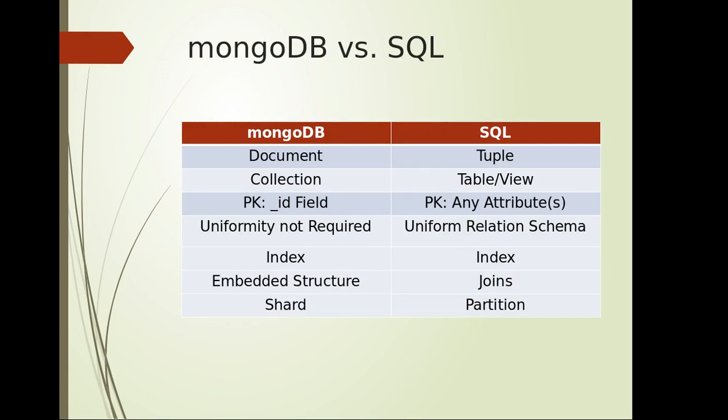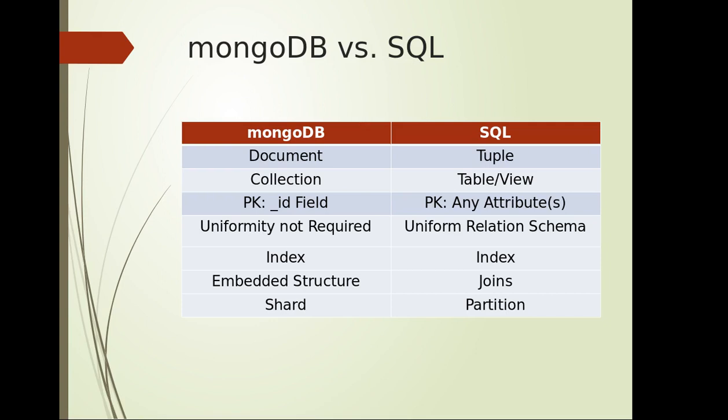So some differences between MongoDB and SQL: in MongoDB you use documents, and in SQL you use tables. Similar to the table you create in SQL, here in MongoDB you create a collection. In MongoDB you can create a primary field if you want. If you don't want to create one, by default the ID field will be underscore ID, and in SQL you can create any attribute as a primary key.